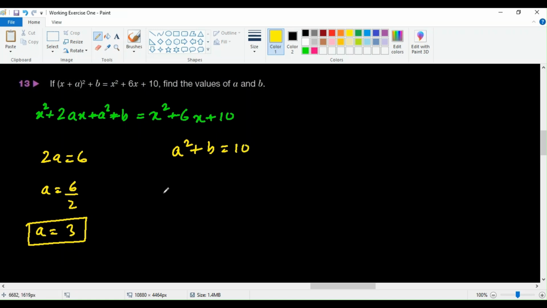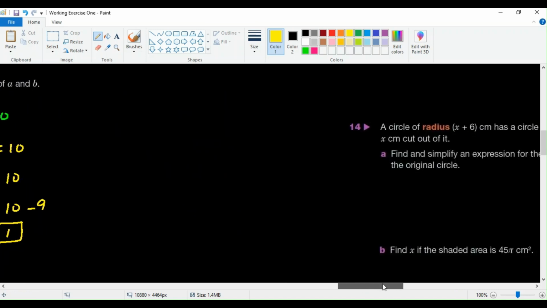Now in here I will write a square plus b equals 10. And now the value of a, we know very well it is 3. So I will write 3 square plus b equals 10. So b will be equals to 10 minus 9, because 3 square is a 9. That means plus 9 is going to go other side and becomes a minus 9. So 10 minus 9 equals 1. So b value is 1 and the value of a is 3. This is the final answer for this question.